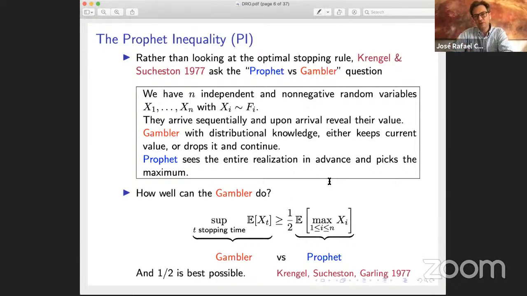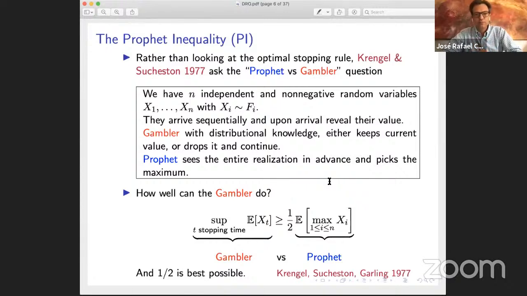So the prophet inequality was a very classic topic in the 70s and 80s in the probability theory community. You have the following setting. You have n independent and non-negative random variables. Each one, say Xi, is distributed according to Fi, and we have a gambler and a prophet. So the prophet can foresee everything, and then the prophet can pick the maximum of the realization, the maximum value. But the gambler has to look at the instance sequentially and has to maximize the expectation of what he picks.